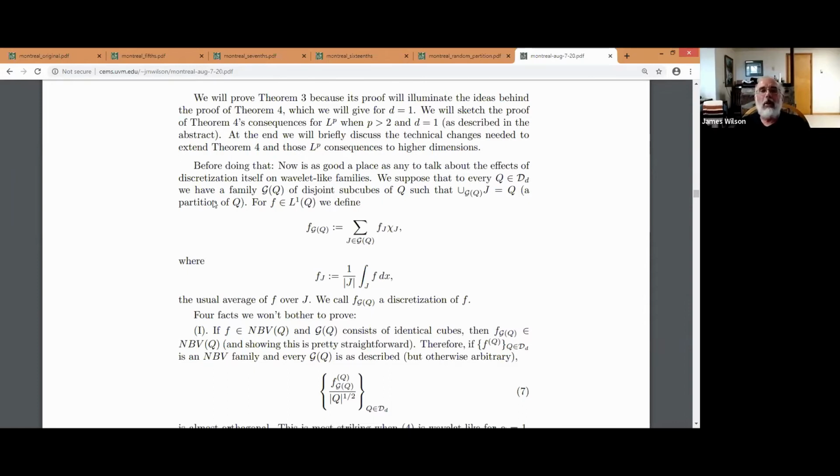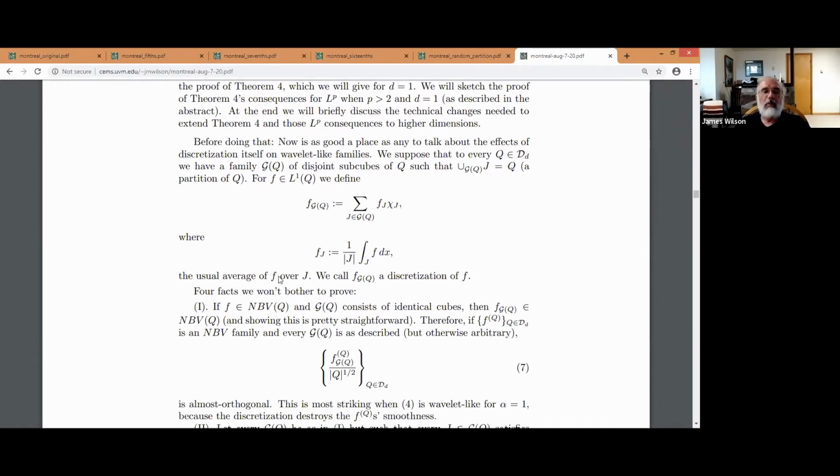Okay, so suppose you have a wavelet-like family, and you suppose that to every dyadic cube, you've got a family of disjoint subcubes whose union is all of Q, so it's a partition of Q. And so for any function in L1 of Q, this conditional expectation on G of Q is F averaged on J, times the characteristic function of J, where the J are in here. The usual, just replacing F by its averages over a subcube.